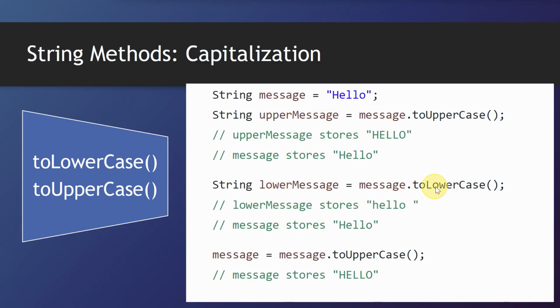Similarly, if we invoke message.toLowerCase, this creates a new string in all lowercase letters, and we store that in the variable lowerMessage. But the value of message remains unchanged. The only way to get a new value in a string variable is to reassign that variable to a new value. In this last statement, we invoke toUpperCase, which creates a new string with all capital letters, and we then store that new string back into the message variable, which will overwrite the previous value. So message now stores the all uppercase HELLO.